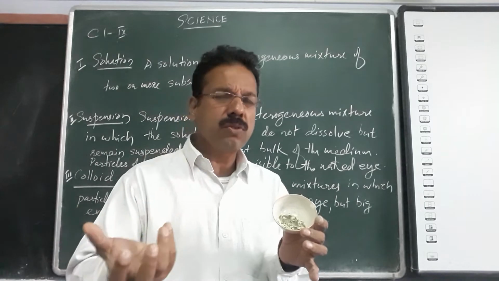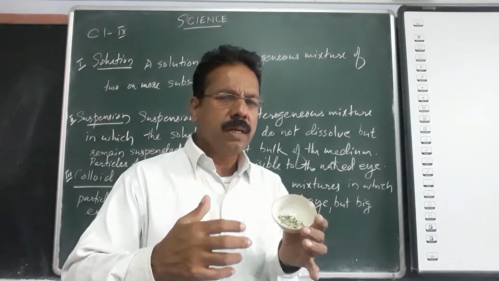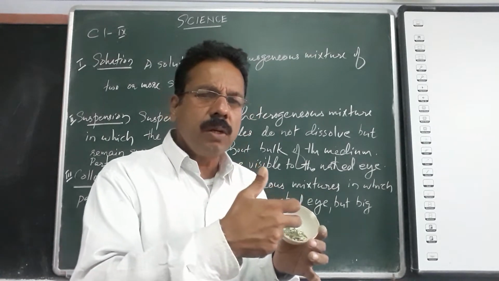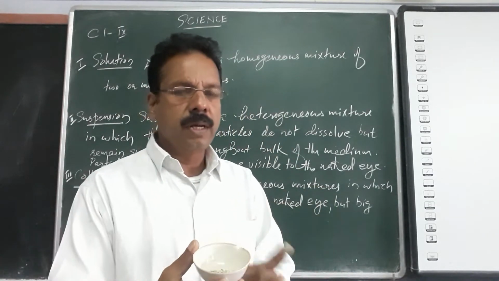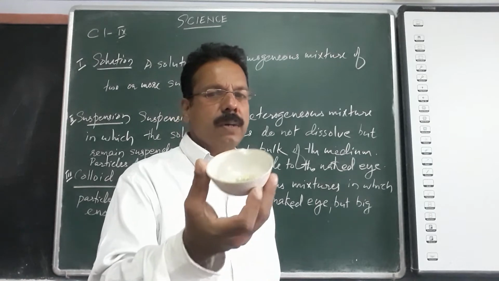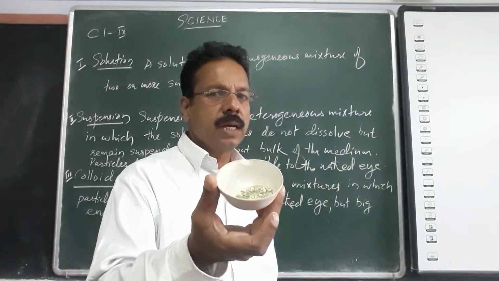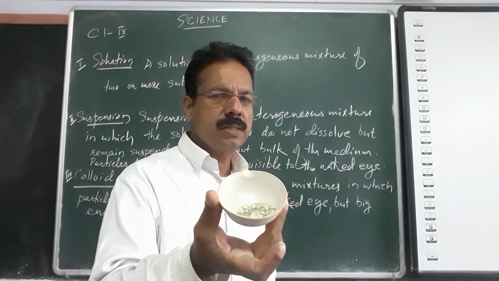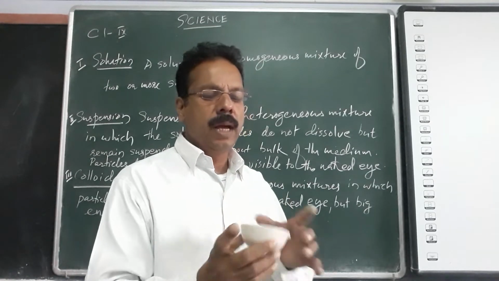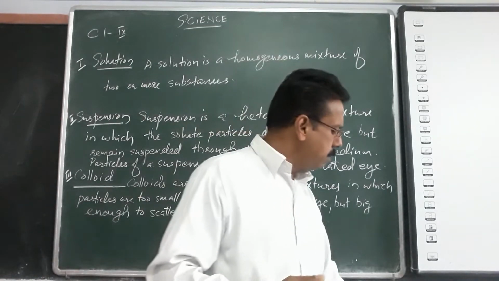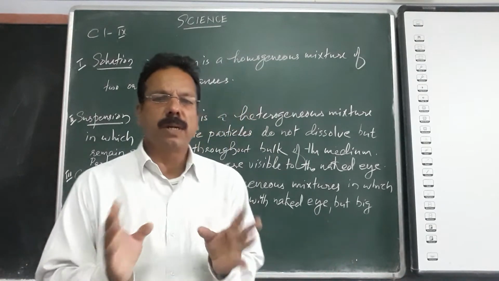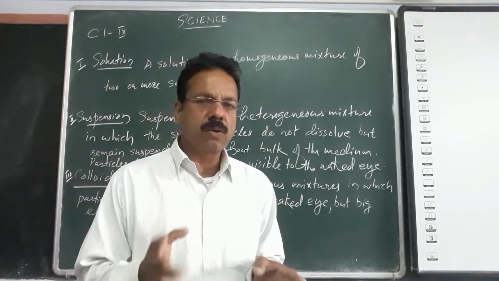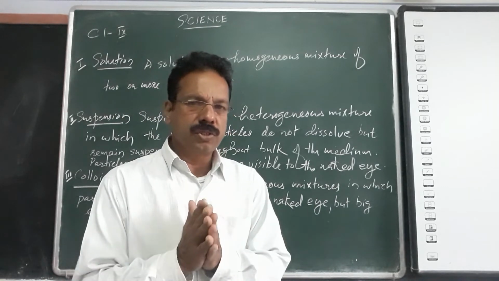Is it homogeneous or heterogeneous? It is nothing but a heterogeneous mixture. The mixture of iron powder and sulfur powder is an example of a heterogeneous mixture. Such mixtures in which the boundaries of separation of the components are visible are called heterogeneous mixtures.